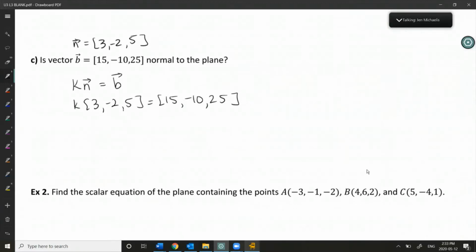I think we can see here that if I take each of these components and multiply each of these by 5, I actually get 15, -10, and 25. So if k is equal to 5, then these are scalar multiples of one another, and that means that the normals are collinear. So 15, -10, 25 would also be another option for a normal to the plane.